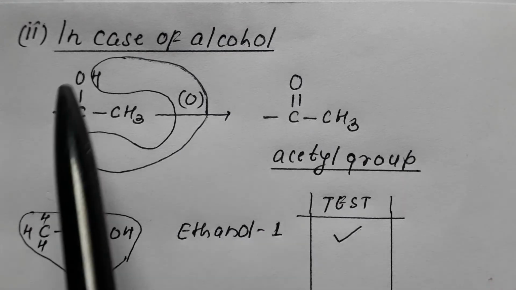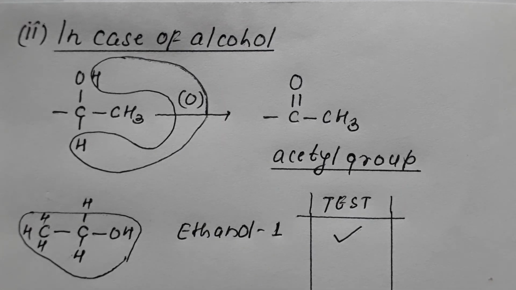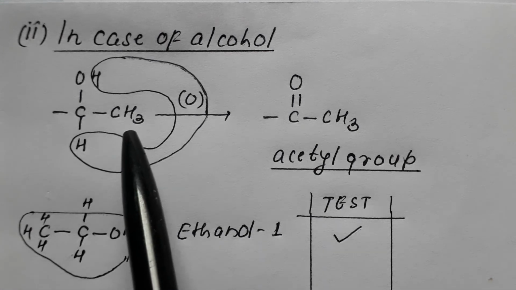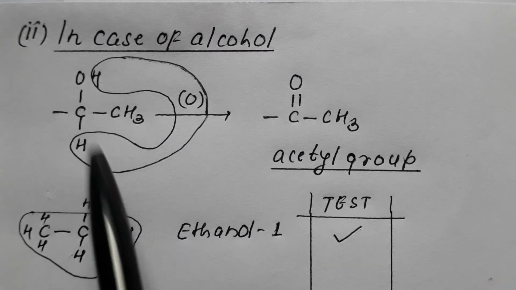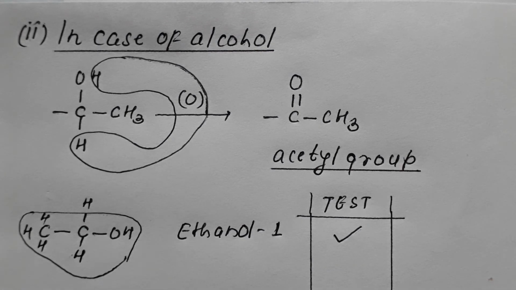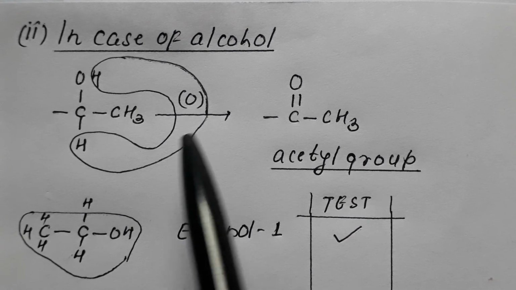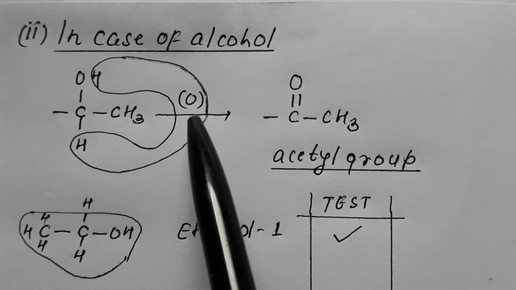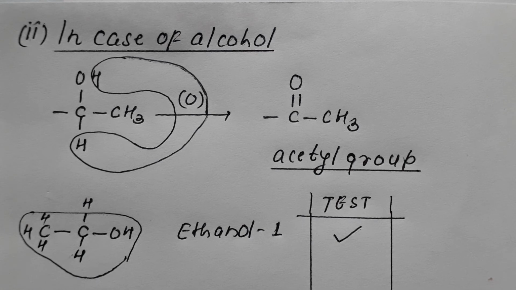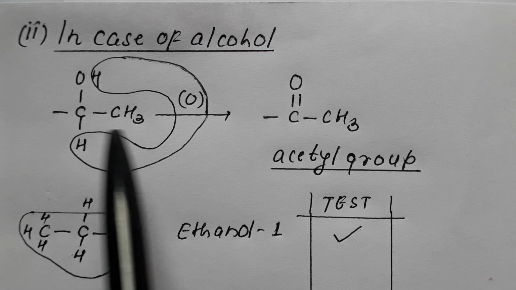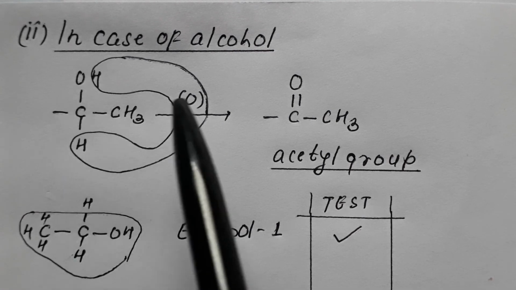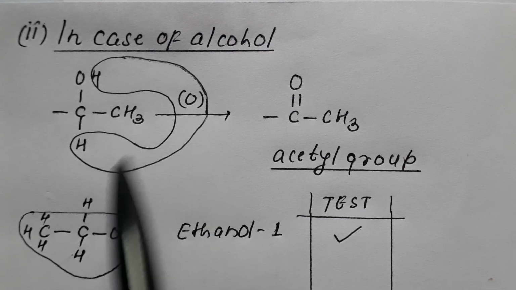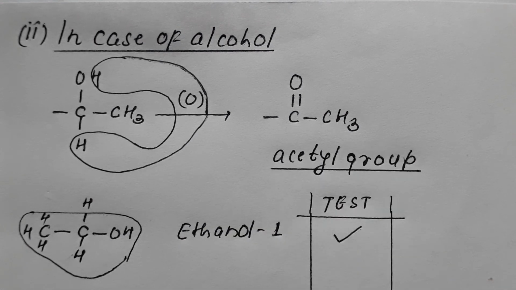Let us now discuss with respect to alcohols. Any alcohol that contains the CH3CHOH group will give this test, and why? This is because during the reaction this group undergoes oxidation. I told you NaOI is an oxidizing agent. So during the reaction, the CH3CHOH group undergoes oxidation. This H from here, this H from here, and this O go out in the form of a water molecule, converting it into an acetyl group.